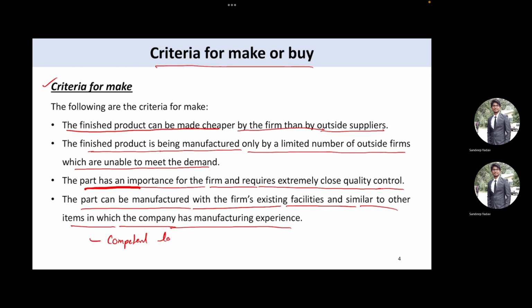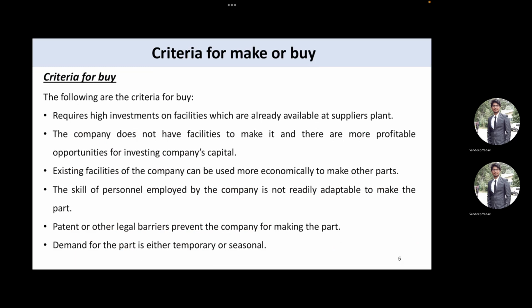competent labor available, machineries and items, raw materials, then it is advisable to make the product, because we have all the things that the product needs. Now, what should be the criteria to buy? The following are the criteria for buy. It requires a high investment in facilities which are already available at the supplier's plant.